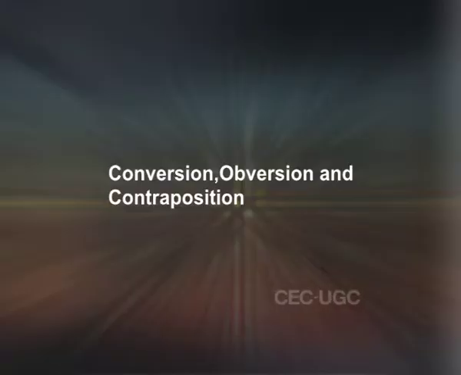There is no explicit middle term in it. There are pairs of propositions in which the truth of one can be inferred from the truth of the other, as instances of immediate inference. Such inferences are called eductions. Immediate inference is mainly divided into three: conversion, obversion and contraposition.